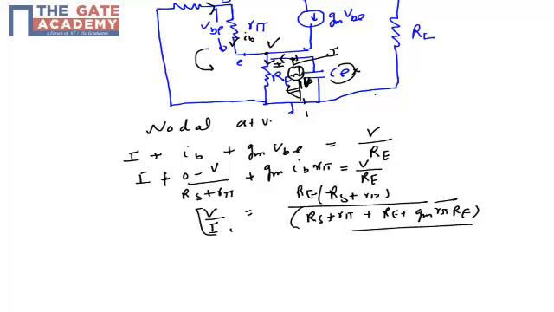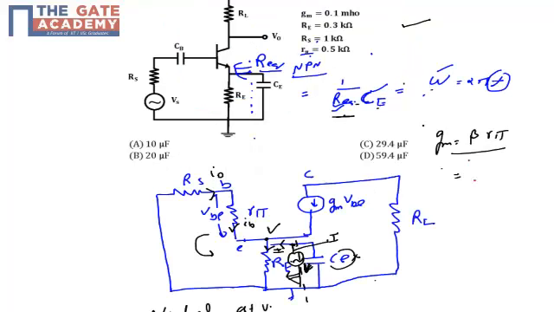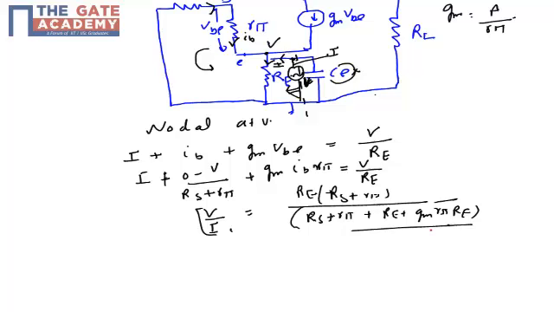If you wish, you can represent gm in terms of beta. Sorry, gm is not beta RE; beta is gm r pi, so gm will be beta by r pi. If you replace gm with beta by r pi, then you will get the expression as RE parallel (Rs plus r pi) upon (beta plus 1). That will be your R equivalent.